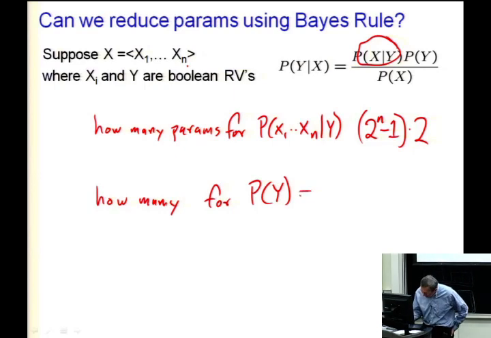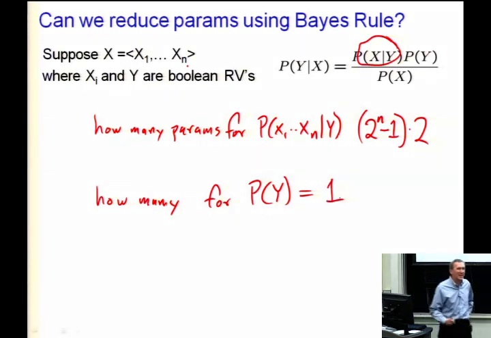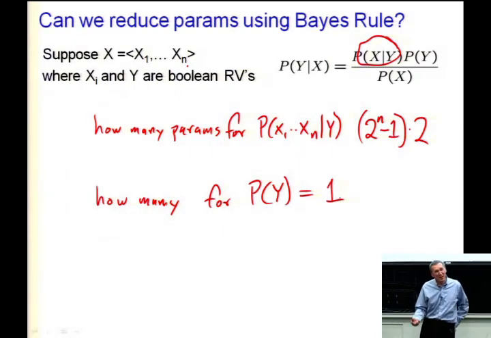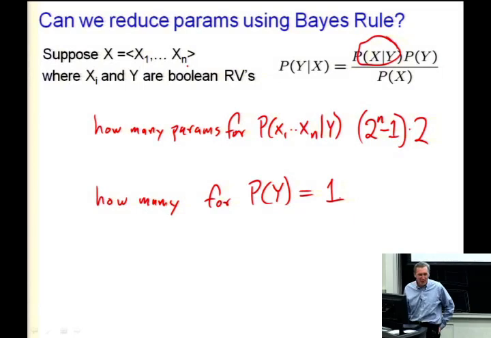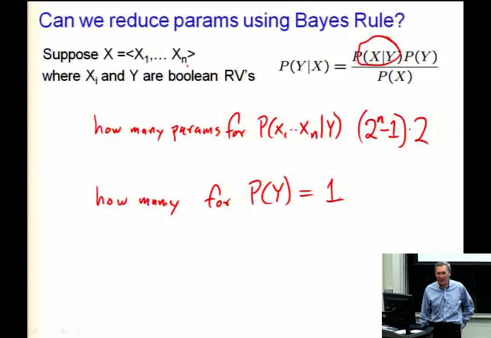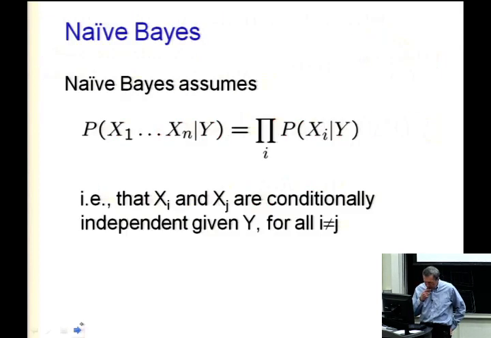Plus, I have to estimate additional parameters for this. How many? This is a giveaway question. If you didn't get that one, 1. Y is either 1 or 0, fine. Have to estimate one of those, and of course the probability that it's 0 is just 1 minus the probability that it's 1. So that didn't help. What else can we do?